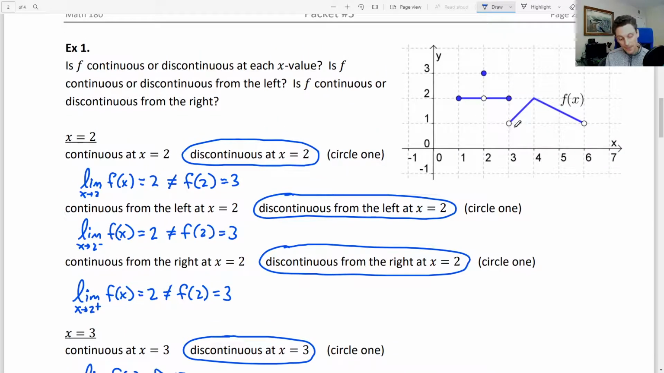What about, is it continuous from the left? So if we're approaching from the left of x equals 3, is it continuous? And the answer would be yes, it is continuous. Because look at the graph. The graph is connecting to the dot at x equals 3. And so it's continuous from the left at x equals 3.